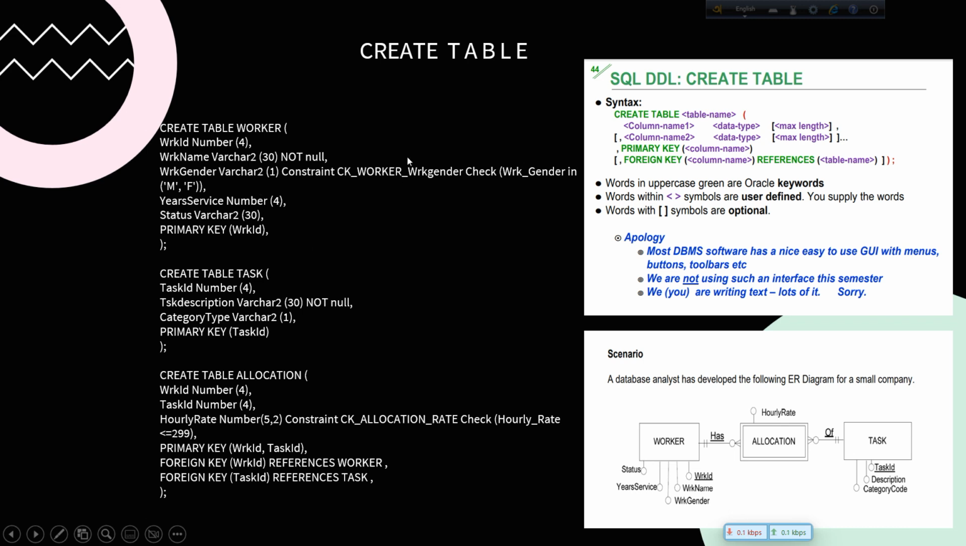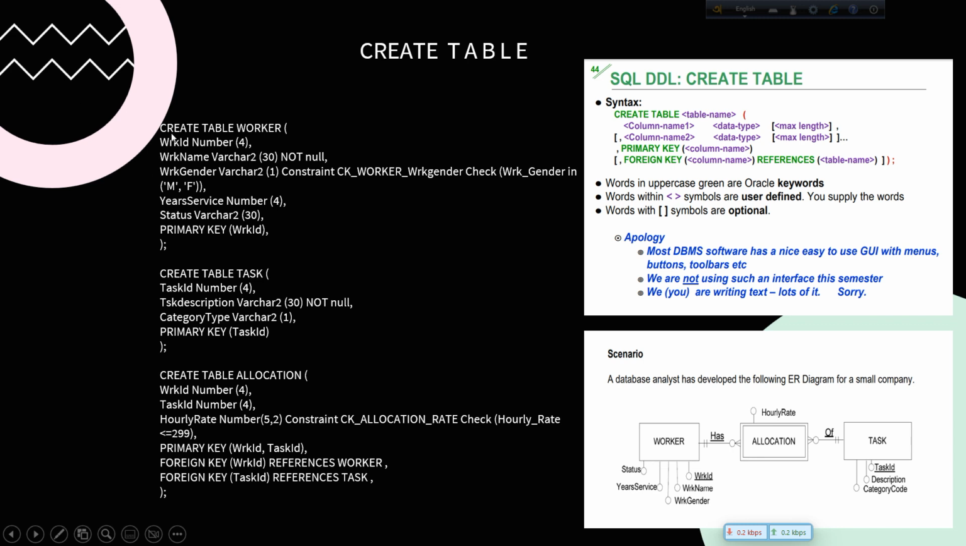Okay, so first we're going to go through the examples, like create table worker. This is the representative scenario where we have to create the worker table. In the worker table, the attributes are worker id, worker name, worker gender, year service, and status. And the task table has task description and category type. The primary key of worker is worker id, and the task table has the primary key of task id.